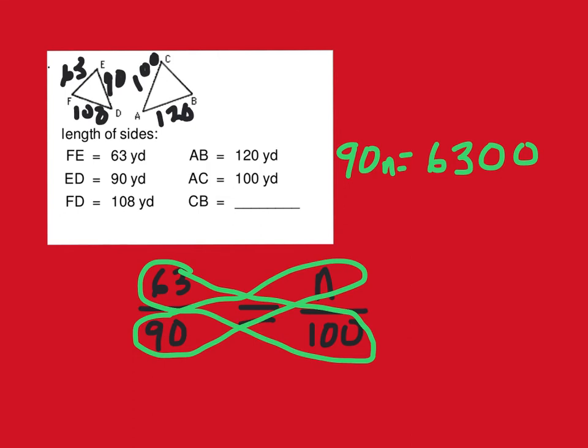To solve this, we're going to divide by 90. 6,300 divided by 90 equals... 6,300, type in your numbers carefully, divided by 90 equals 70.